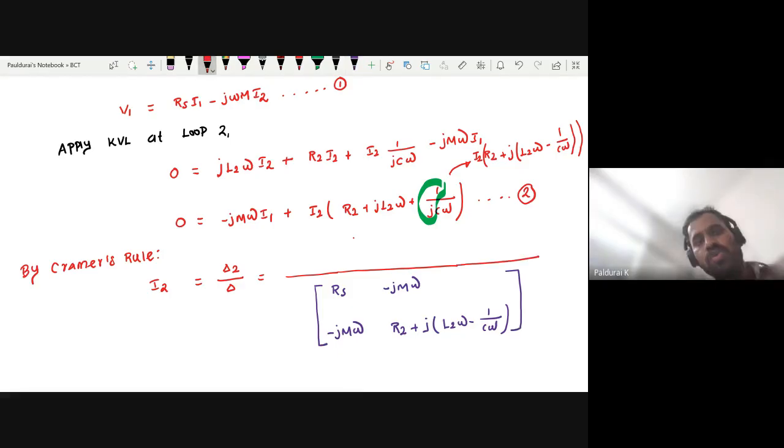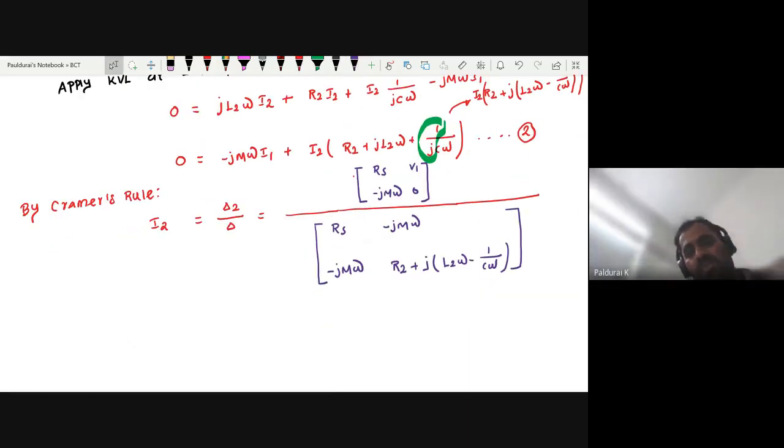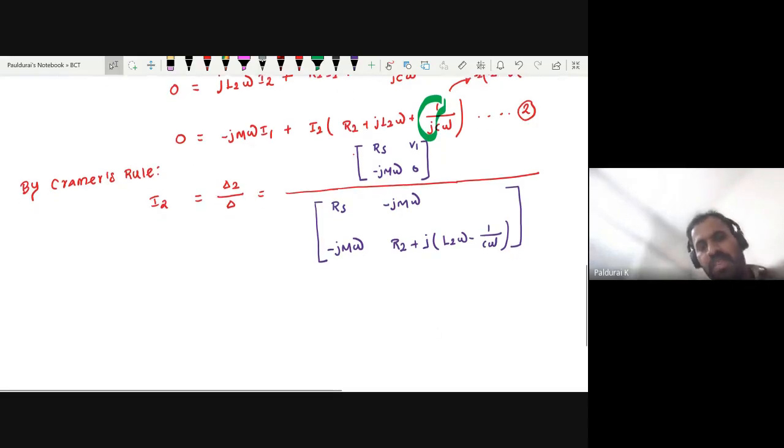What about del 2? So del 2, there is no change in column 1. So it is Rs minus j m omega. And you want to replace column 2 by V1, 0. So it becomes V1 and it becomes 0. I hope you can remember Cramer's rule, del 2 by del. So now this is my I2.